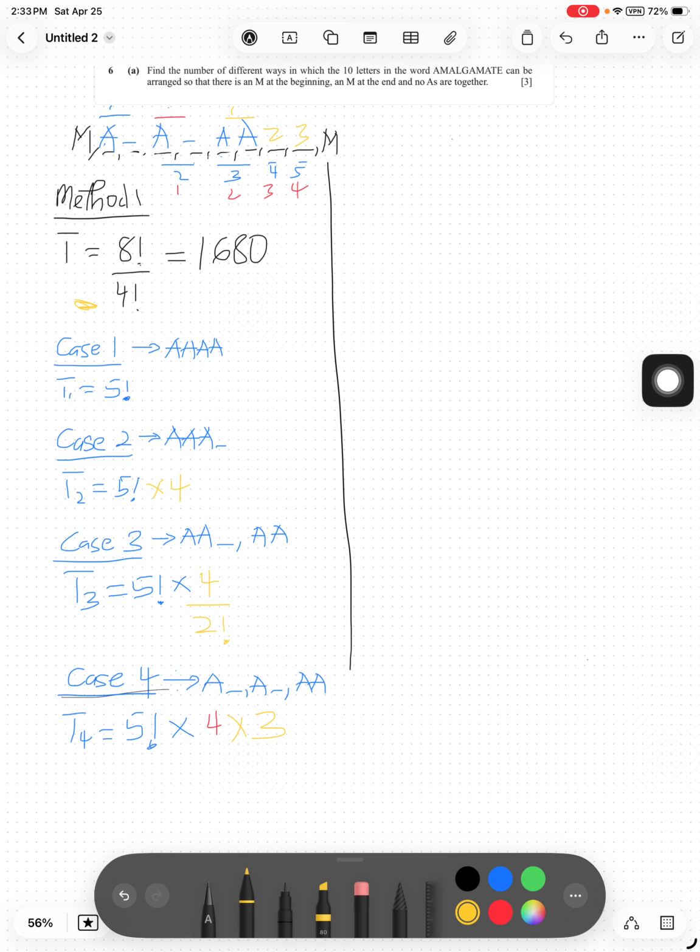Then mind you, the single A's are kind of repeating themselves, right? We have single A and single A. So the single A with a space, single A with a space are kind of repeating themselves. So we have 2 of that. So we divide by 2. Okay. So 2 factorial, not 21. Sorry about that. 2 factorial. Okay. So that is what we have at the moment.